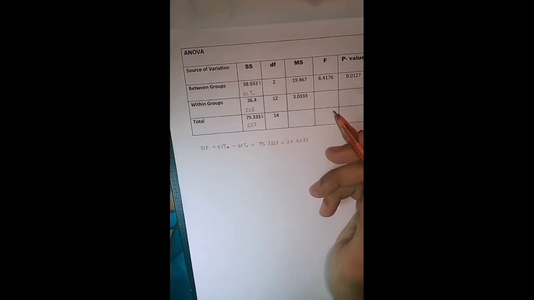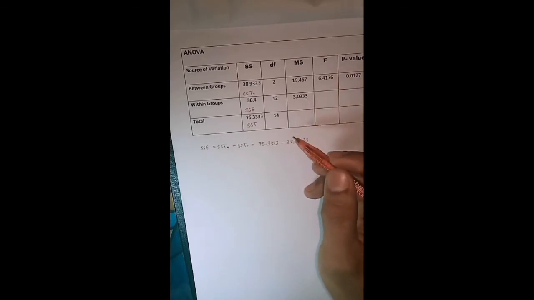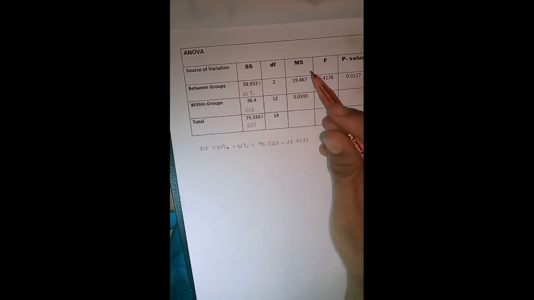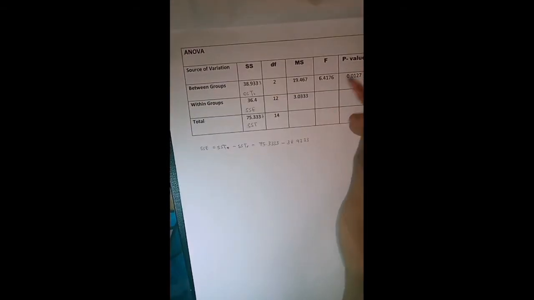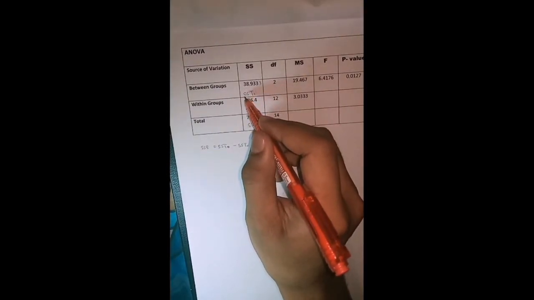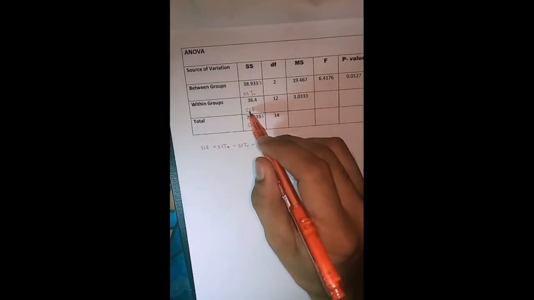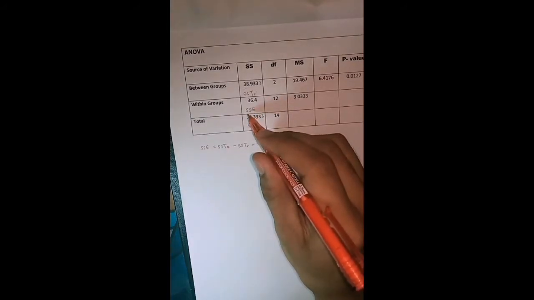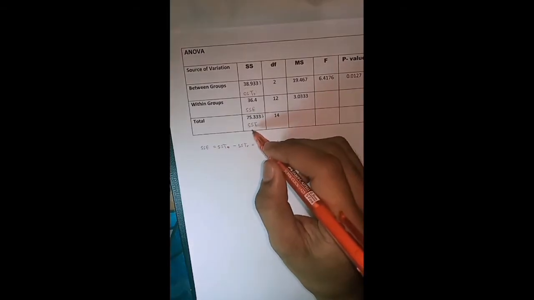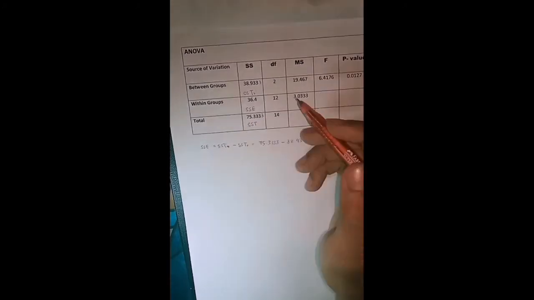Before we get to the point, we will investigate the table. You need to know how to get these values. As you can see, this one is SSTR, which means sum of square treatment, this is SSE, which is sum of square error, and this one is SST, which means sum of square total. So how do you get this one?